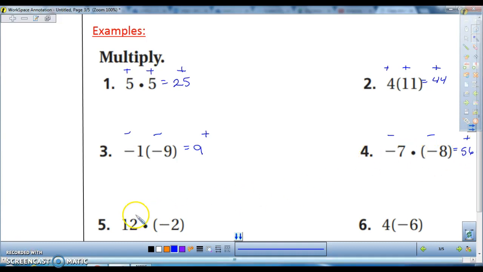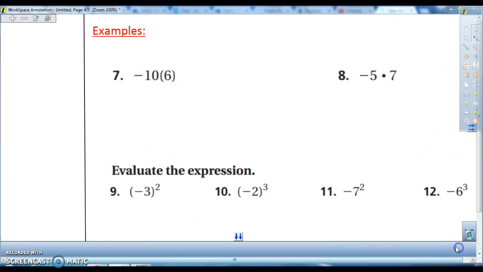A negative times a negative is a positive, same sign, so it becomes a positive, and 7 times 8 is 56. All right, a positive times a negative, different signs, pay attention, is going to be a negative, and 12 times 2 is 24. A positive times a negative, different signs, is going to be a negative, and 4 times 6 is 24. So negative 24 and negative 24. We write the negative sign right in front of it. Make sure you have those down in your notes. Super important. Let's go ahead and move on to our next set of examples.